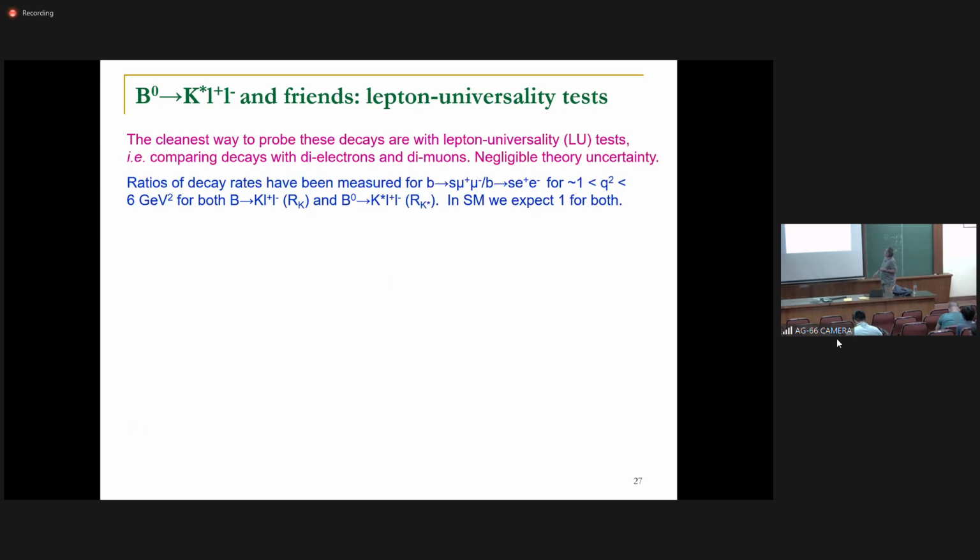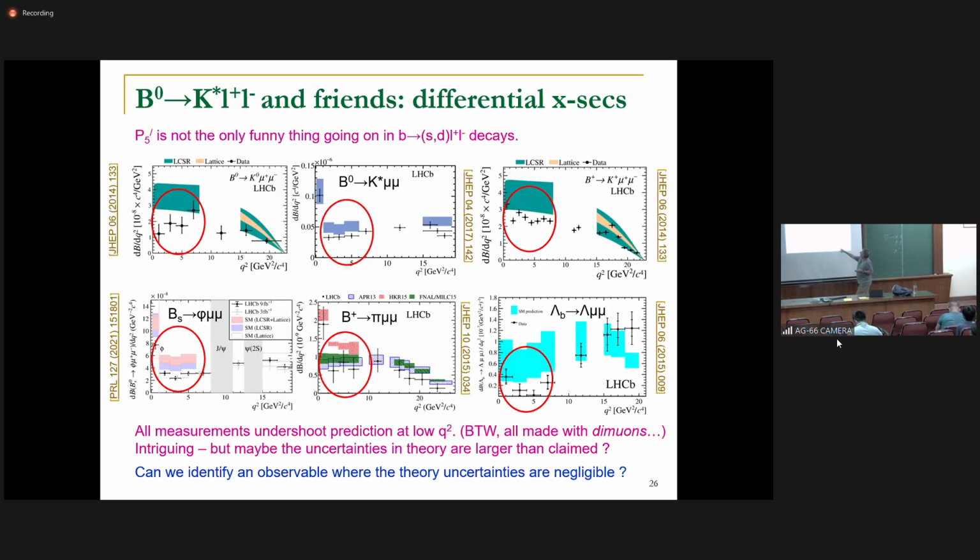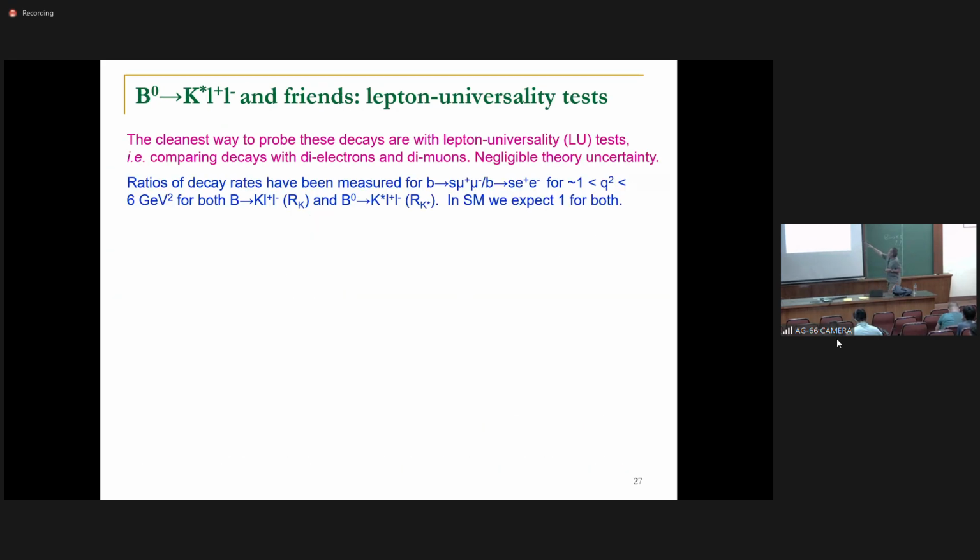But what you can do is go into some restricted region of q squared and there try and measure the respective rates of the decays into muons with respect to electrons. Okay, so this has been done for this decay B to K l l and this decay B to K star l l. And what do you expect in the standard model? Well, it's clear, because of lepton universality, you expect unity. Okay, so what was observed?